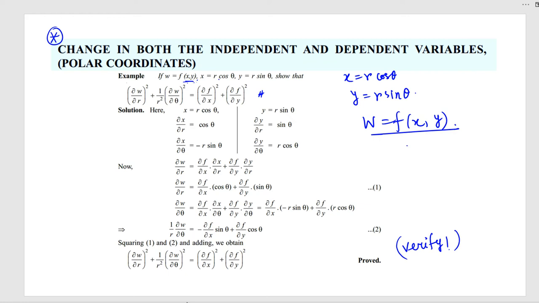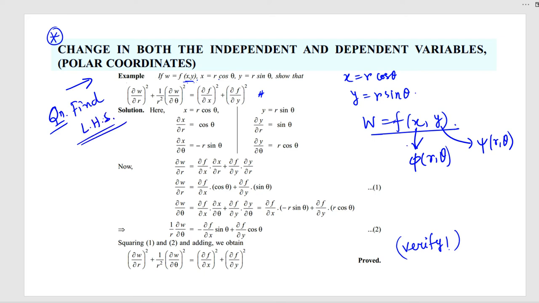Now, remember the problem that I gave in the last class, the chain rule for polar coordinates. z is a function of x and y, and here x is also a function of r comma theta, and y is another function psi of r comma theta. We were asked to prove that this relation holds. For example, if the question is to find the left hand side, suppose this is not given to prove, then if you do this, you will get this one.